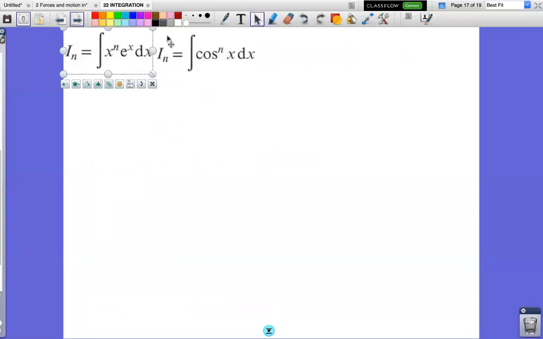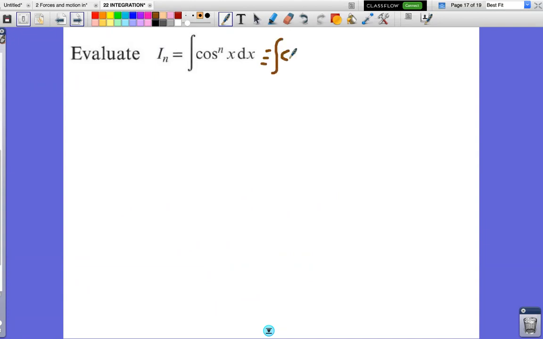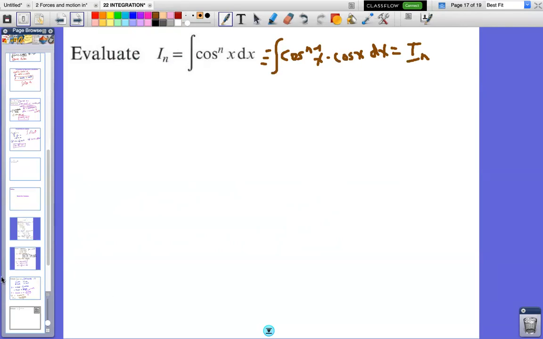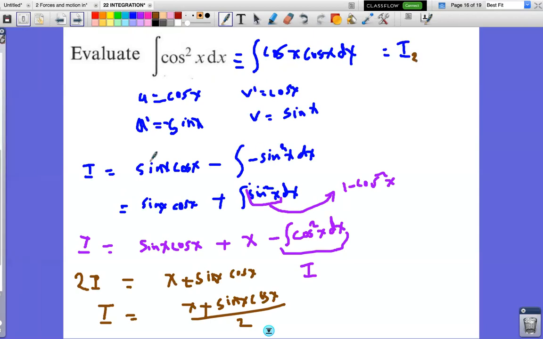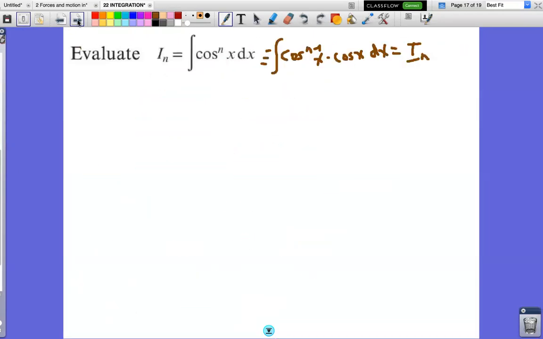We are asked to evaluate this one now. We have already looked for cos squared x. Now we need to look for a general formula for cos raised to the power n x. This is the same as the integral of, we will separate it into two parts, cos raised to the power n minus 1 x times cos x dx. That is In, it is already given as In. So what we just solved here should be I2. After we find a general way to integrate In, then we can use I2 and see that we will get that value we had there.